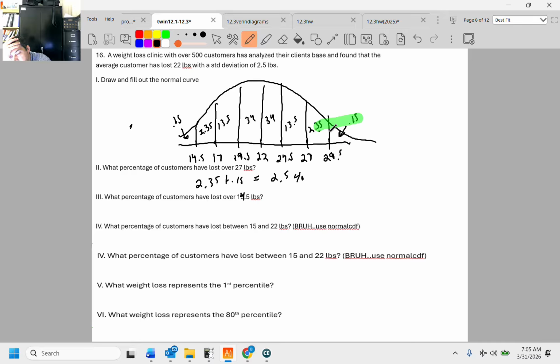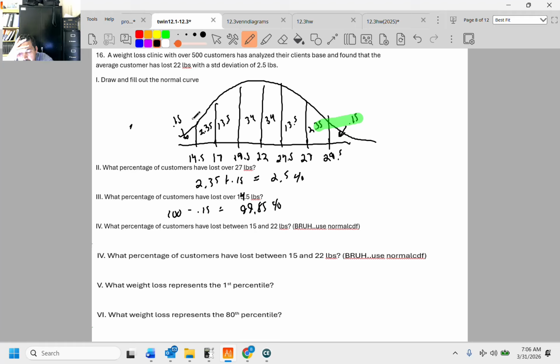So you can add all these numbers if you want, or you can just do 100 minus 0.15, which is quicker. And you'd get 99.85% of all customers have lost more than 14.5 pounds. Because it's everybody again, but this little tail right here.